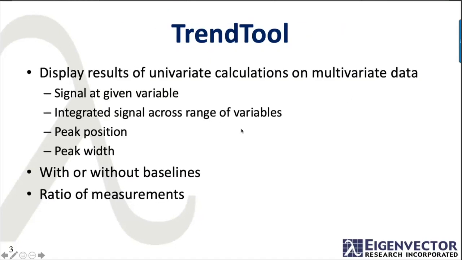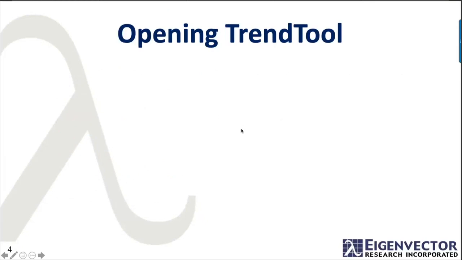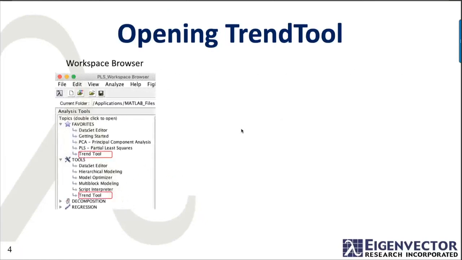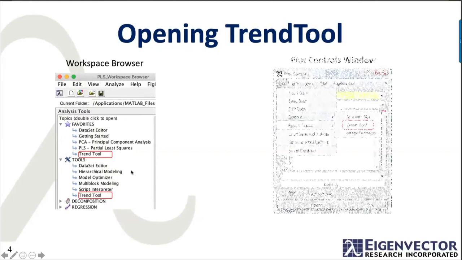Well, where is it? Well, to open TrendTool, there's a couple of ways to do it. One of them is that it's right in the workspace browser. So if you look in your workspace browser under the analysis tools side, it by default is in your favorites. You could remove it from there if you wanted to, but it shows up there, and it also shows up under the tools menu, and so it's always going to be here under tools. So you can find it there.